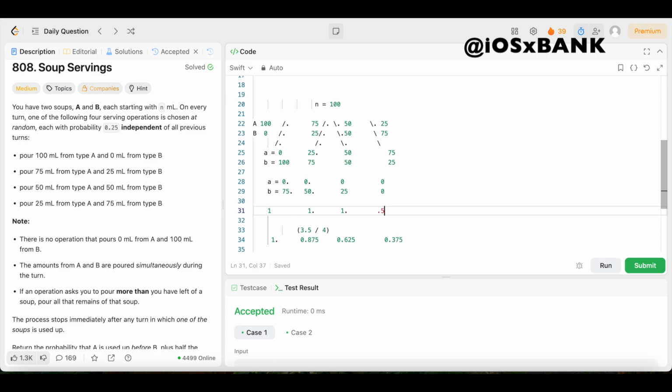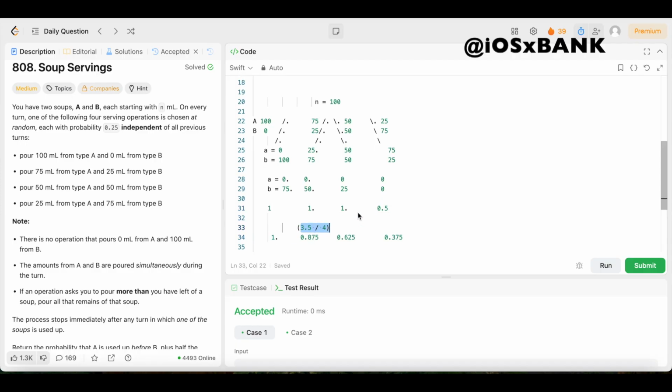Boom. So then when we add all these together, 1 plus 1 plus 1 plus 1 plus 0.5, that's going to get us 3.5. We divide that by 4, and that's going to leave us with 0.875. That's how we got this 0.875 here. So let me get rid of this. Boom. Because that's just when we did this one over.